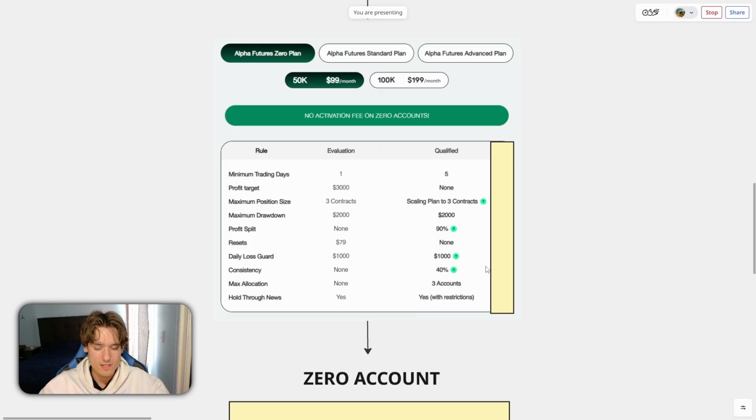Again, you do not lose the account. Essentially, if you lose $1,000 in 1 day, you just need to take a chill pill for 24 hours. Not even, for 1 trading session. Consistency is 40%. So whatever your total payout, 40% of that is your total daily profit target. You can have a total of 3 accounts.